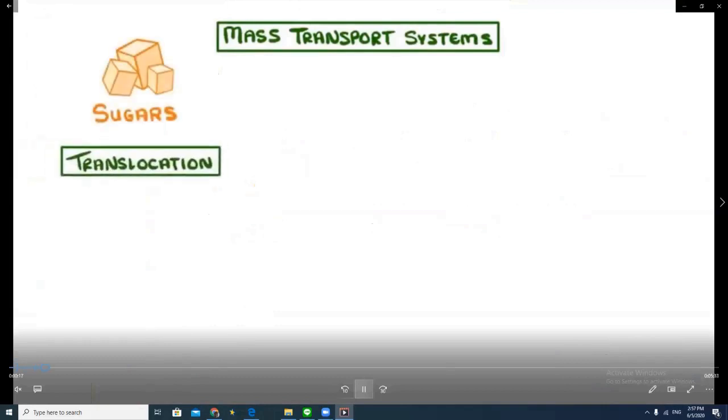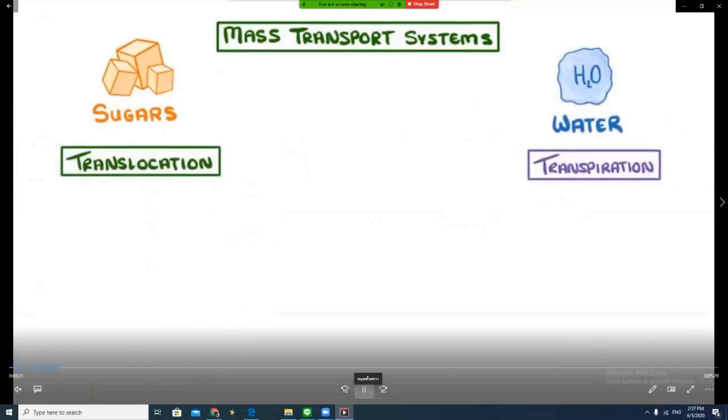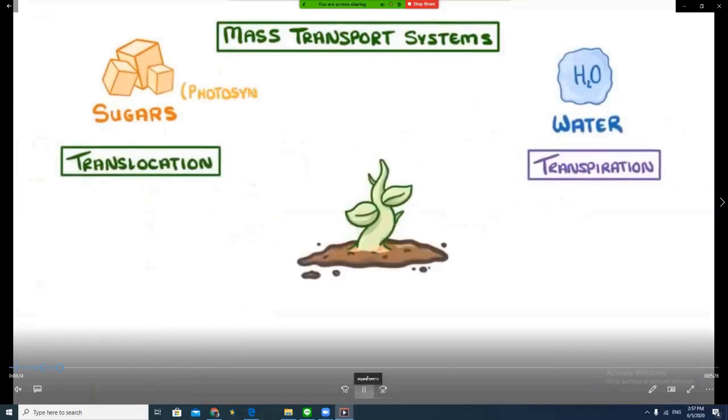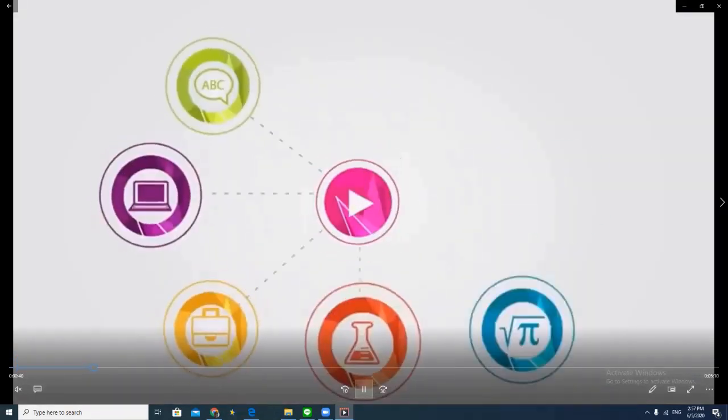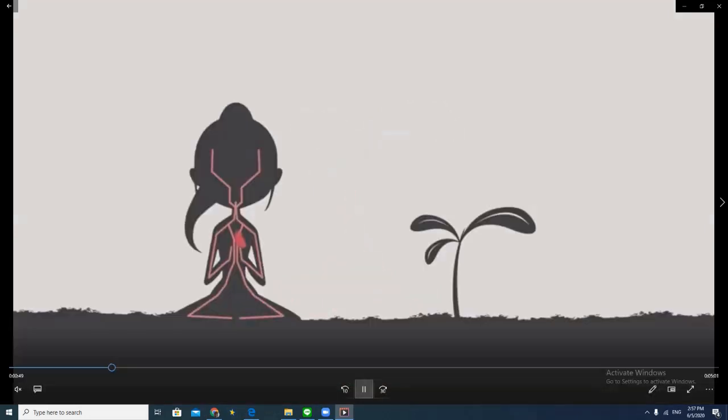In plants, the transport of sugar is called translocation, and the transport of water is called transpiration. Sugars are produced during photosynthesis. Both sugars and water need to be transported to the different parts of the plant. This is how the water moves from the roots to the stem and leaves of a plant.